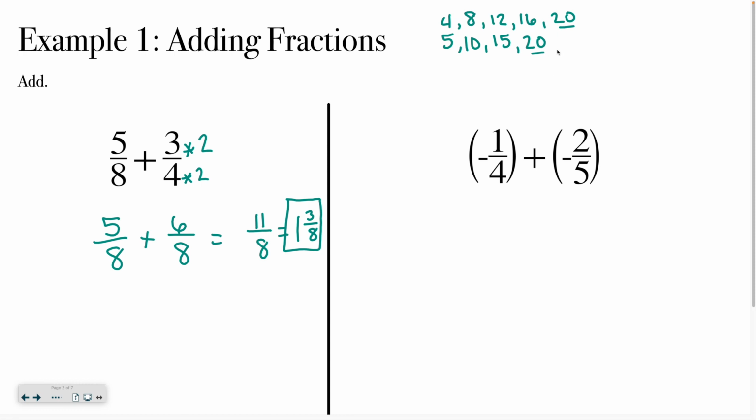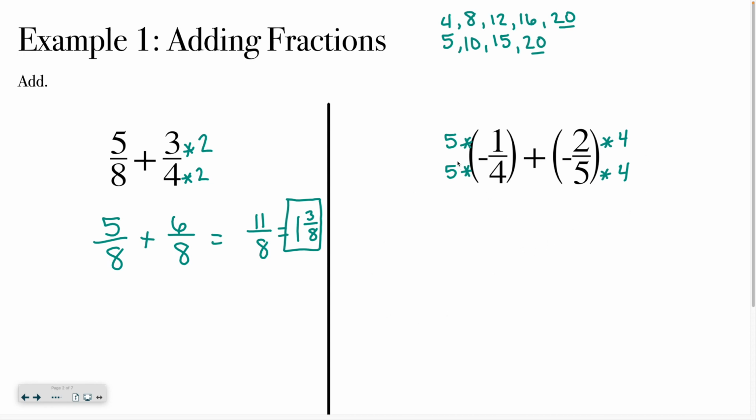That tells me I'm going to multiply so I get 20 on the bottom of each of these fractions. In order to turn this 4 into a 20, I have to multiply by 5. So I'm going to multiply the top and the bottom by 5. Now on the right hand side, that -2/5, in order to get 5 to become a 20, I have to multiply by 4. So I'm going to multiply the top and the bottom by 4. Okay, so you can see I've written out my work.